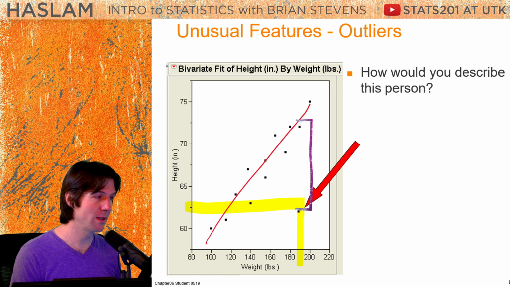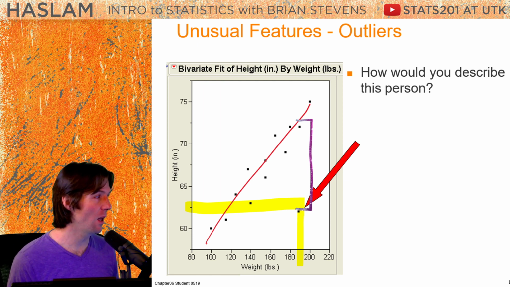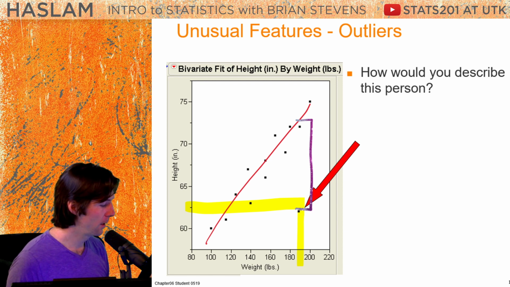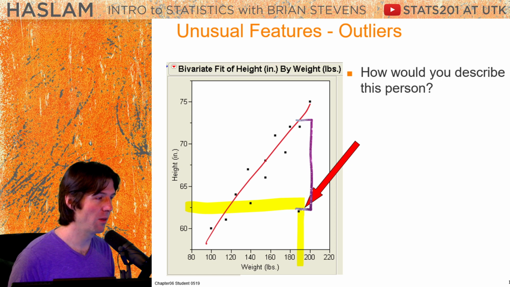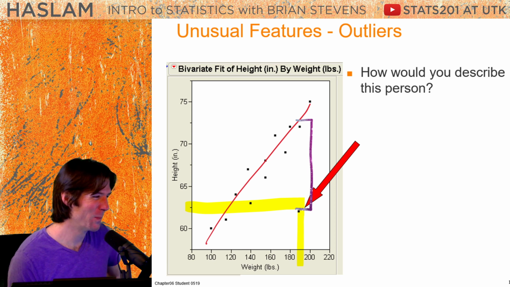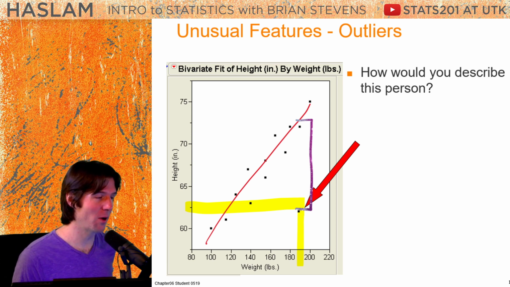So when is something unusual? When it does not follow the bivariate relationship. Does everyone get that note right there? Something is unusual when it does not follow the bivariate relationship. Good stuff right there. And so unusual does not follow the bivariate relationship, and that specifically applies for scatterplots.